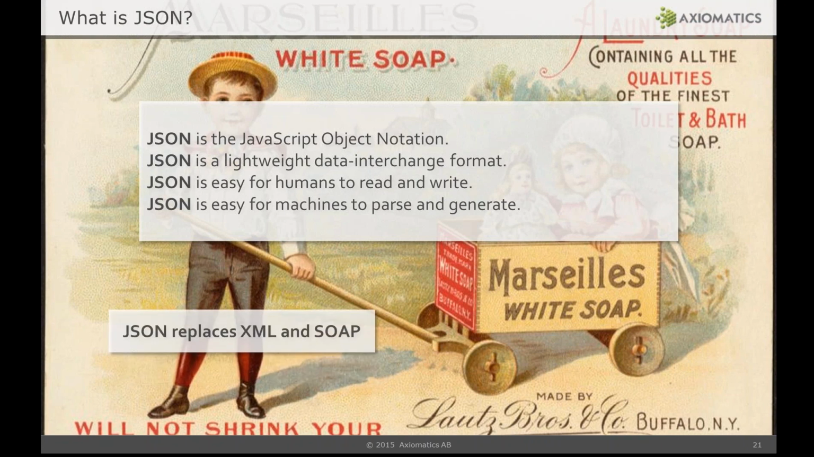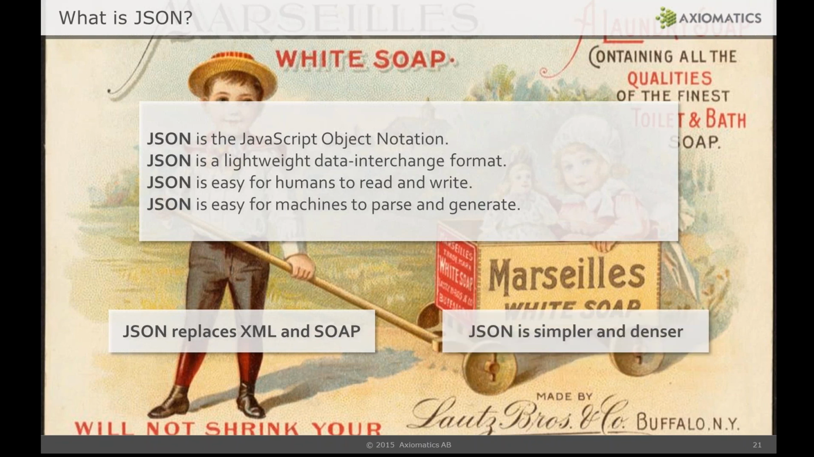So two key aspects here. JSON is an alternative to XML and SOAP, and it's simpler and denser. Denser in the sense that with fewer characters, you can express the same amount of information as an XML/SOAP message would.